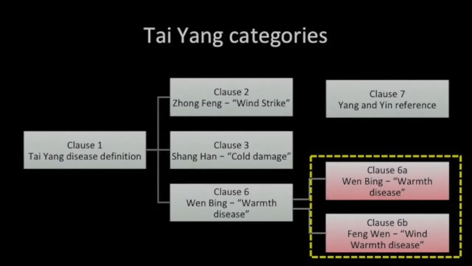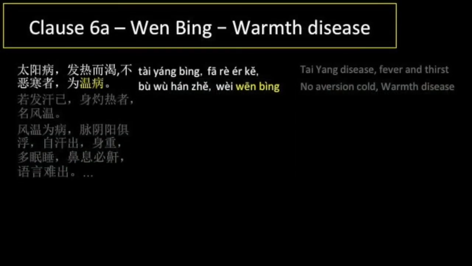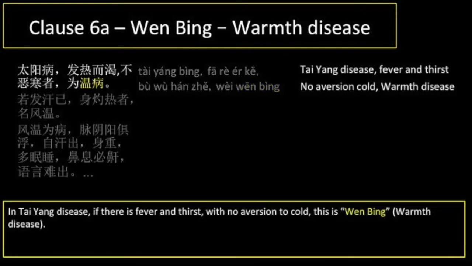Clause 6, which describes Wen Bing or warmth disease, can be divided into 2 sections. The first section describes warmth disease in general. 太阳病，发热而渴，不恶寒者，为温病。 In Tai Yang disease, if there is fever and thirst, with no aversion to cold, this is Wen Bing or warmth disease.